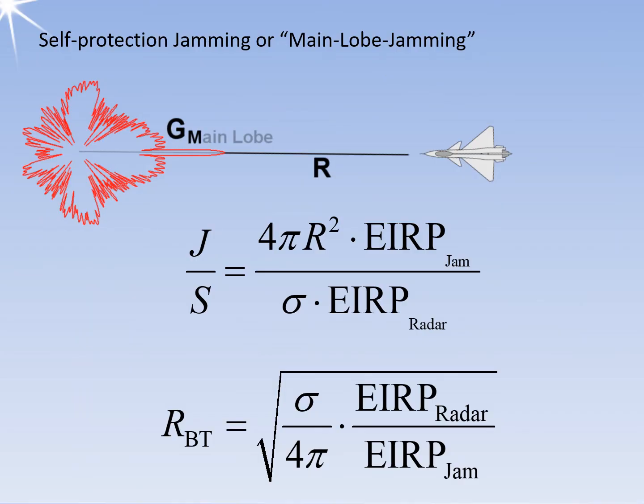With main lobe jamming, the jammer platform and the target must both be in the main lobe of the radar when it scans the airspace. This can happen during self-protection jamming as well as during escort jamming. Since the echo signal and interference are subject to the same antenna gain, the radar's side lobe attenuation can be omitted from the general equations.